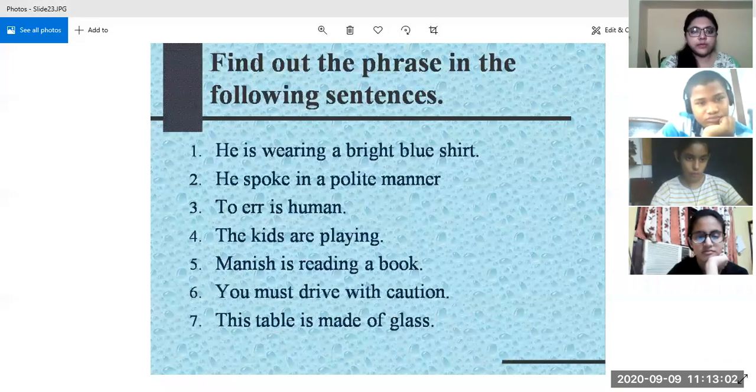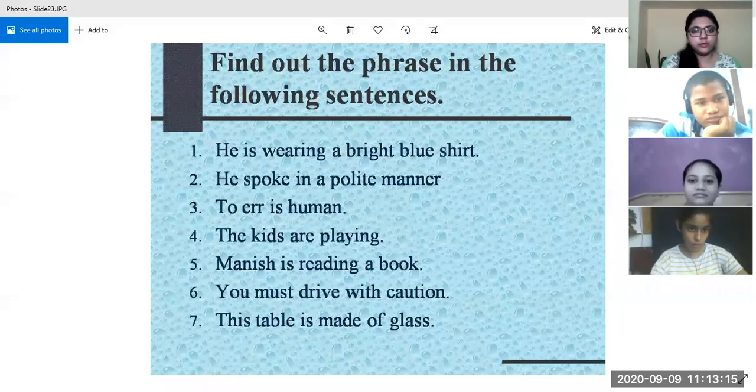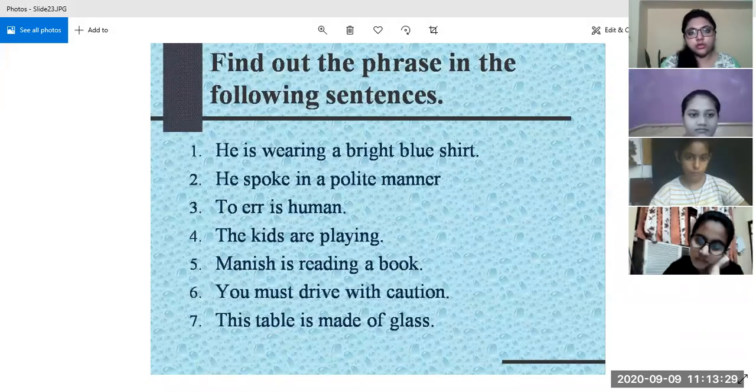Okay, let's start with the answers now. He is wearing a bright blue shirt. Yes, Yashi? Bright blue shirt. Okay, good. A bright blue shirt is also a phrase. Then is wearing is also a phrase. A bright blue is also a phrase.